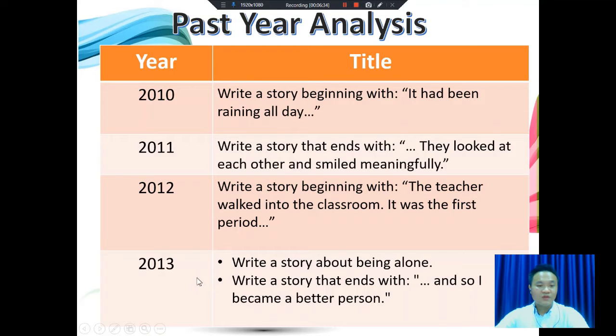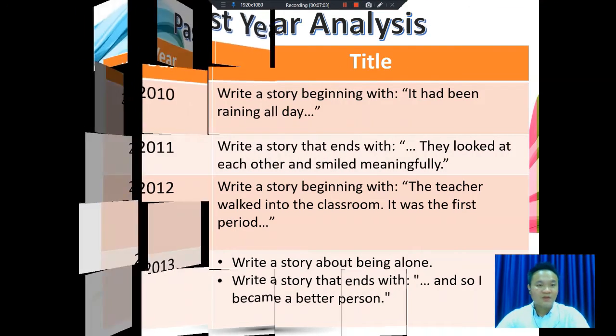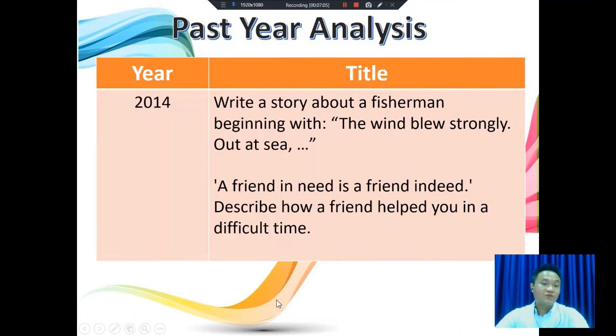Now, in 2013, there are two narrative writing questions. Write a story about being alone. How do you feel when you are alone? And write a story that ends with "and so I became a better person." So what happened in the beginning and in the end, you turn over a new leaf and become a better person. So that is 2013. Now let's look at the next slide.